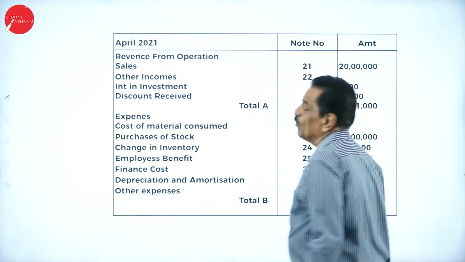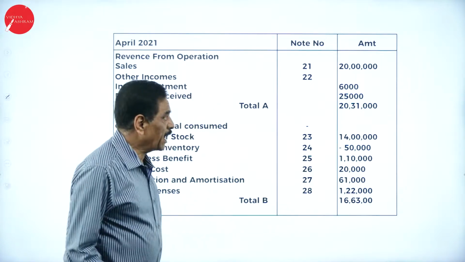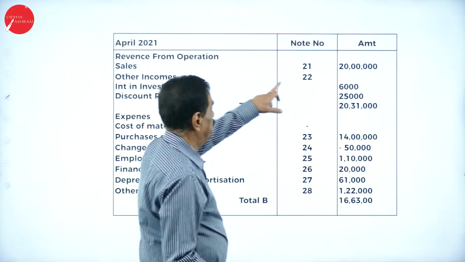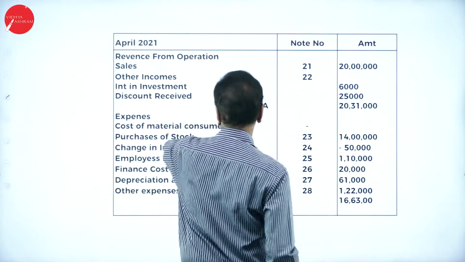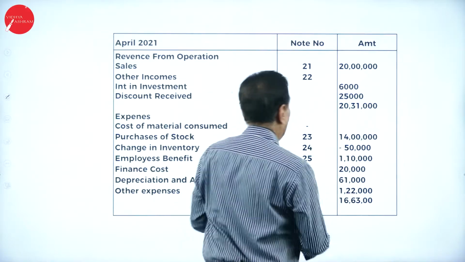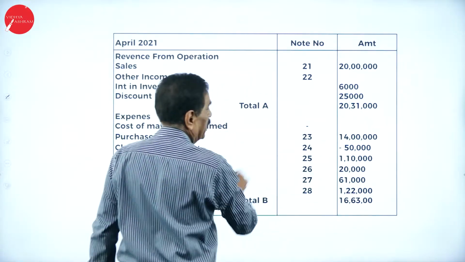Then if you go with the problem, revenue from operation is 20 lakh. This is your 20 lakh. Sales 21 lakh. Other incomes 22. Interest on investment, discount received. If you add, it is 20 lakh 31,000, total A.